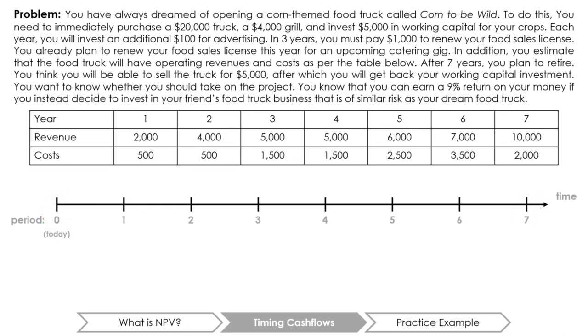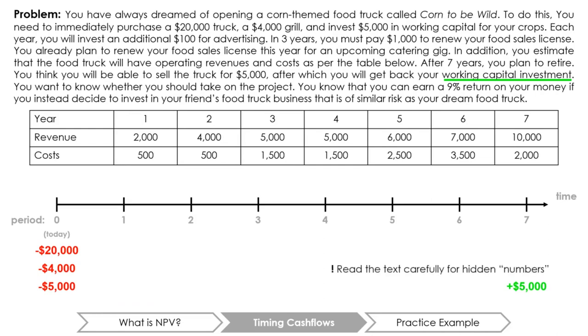I like to start with the one-time inflows and outflows, and then deal with the ongoing operating cash flows at the end. First, let's look at the project's initial cost. At the beginning of the project, we must spend $20,000 on the truck, plus $4,000 on the grill, and must invest $5,000 into working capital. We need to have some working capital available to fulfill our day-to-day operations, like having enough inventory on hand or satisfying our short-term debts. But we can usually expect that some of this will be recovered at the end of the project. In this situation, we receive all of it back at the end of the project.